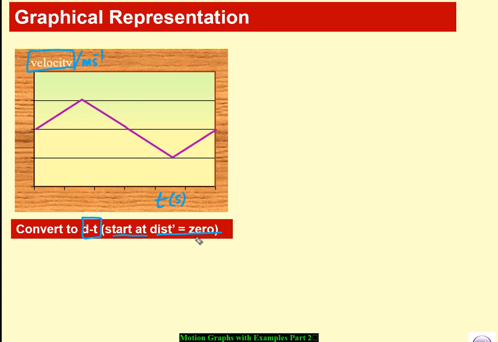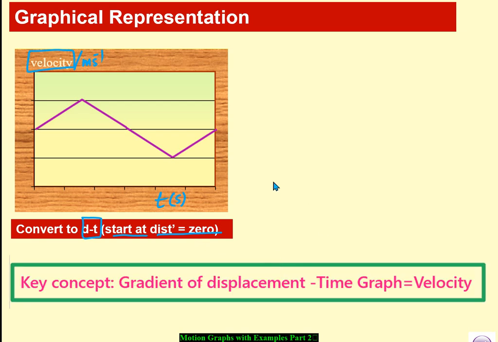So how can we convert? Let me explain the key concept you need for this one. The key concept is simply you need to understand that the gradient of a displacement time graph is equal to velocity. That's all we need to understand.